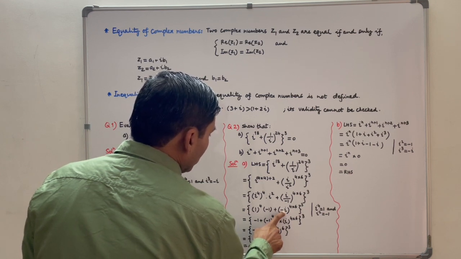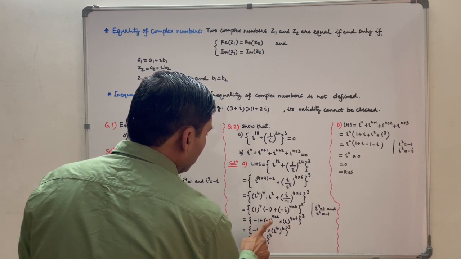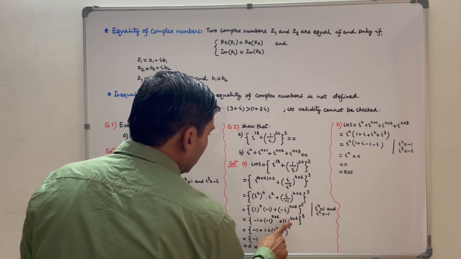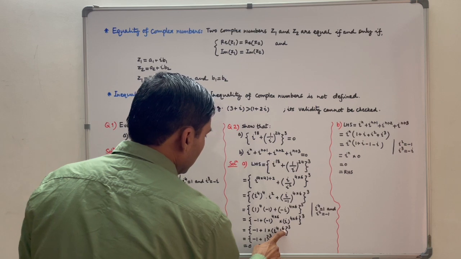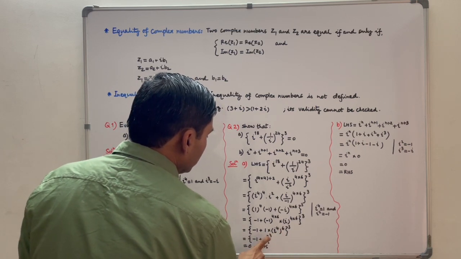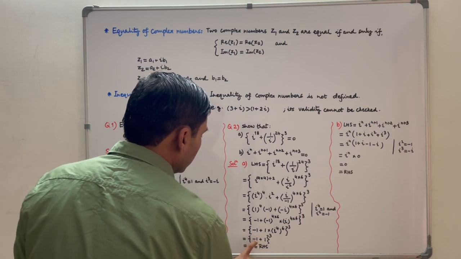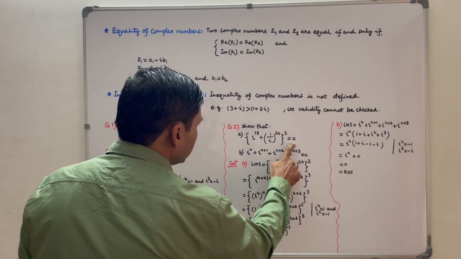Now we will separate both. Minus 1 to power 24 into i to power 24. Minus 1 to even power will become plus 1. And i to power 24 can be rewritten as i to power 4 to power 6. i to power 4 is equal to 1. So second term becomes plus 1. Now minus 1 and plus 1 will cancel each other. So the answer is 0, which is right hand side.